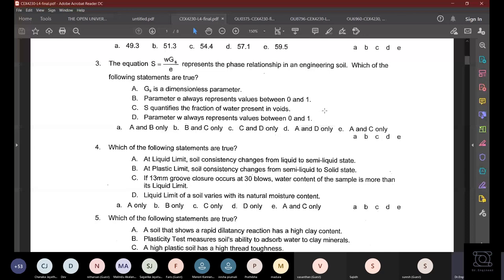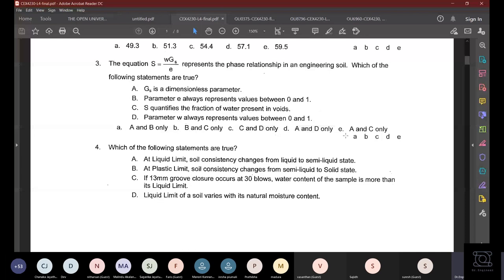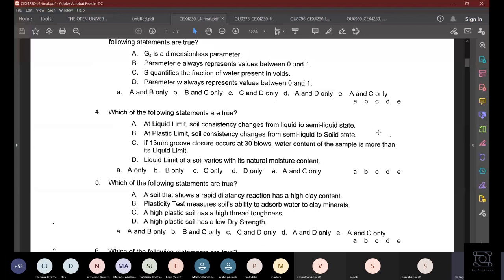The next thing is about liquid limit and so on. At liquid limit, the soil consistency changes from liquid to semi-liquid. Yes, we know that. At plastic limit, the soil consistency changes from semi-liquid to semi-solid, not solid. When it changes to solid, it's completely different. There's another limit, the shrinkage limit. So here, that is wrong. At plastic limit, it changes from semi-liquid to semi-solid. So B is wrong.